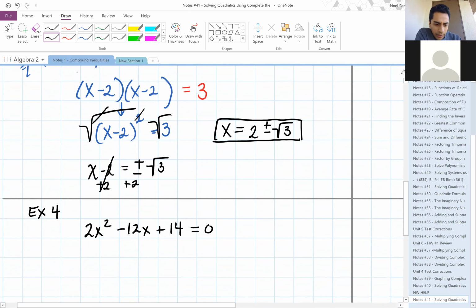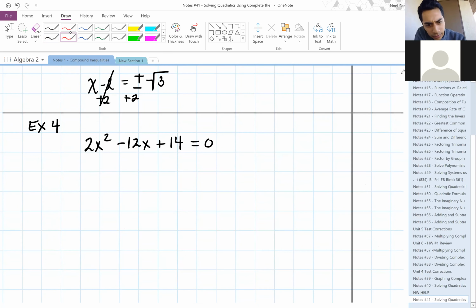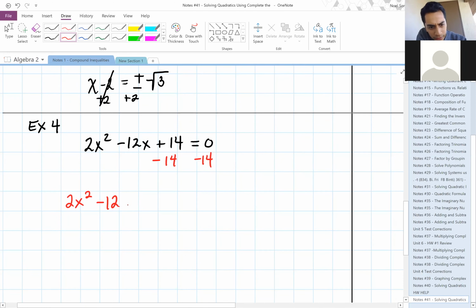Okay, so let's start here. First, subtract 14 from both sides. So you're looking at 2x squared minus 12x. This is gone. I'm going to leave a space. Actually, for now, yeah.